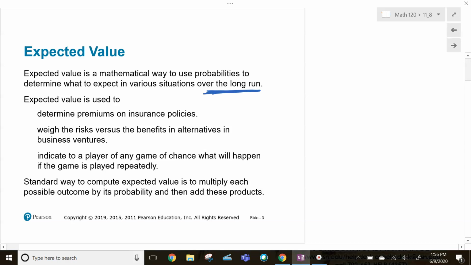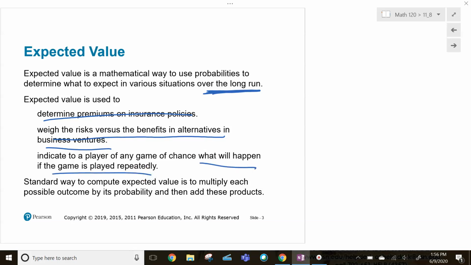It's used to determine premiums on insurance policies, weigh the risk versus benefits and alternatives in business ventures, and then indicate, like in gambling, what will happen if the game is played repeatedly. So if you're playing a roulette situation, which we'll talk about today, in the long run, are you winning or losing money?